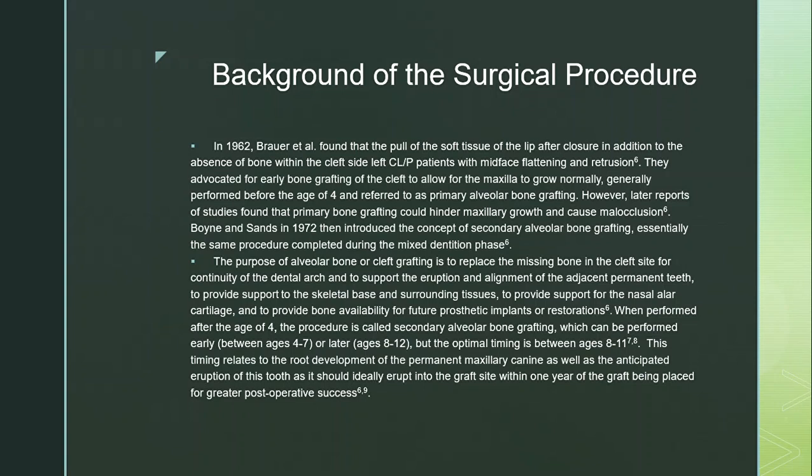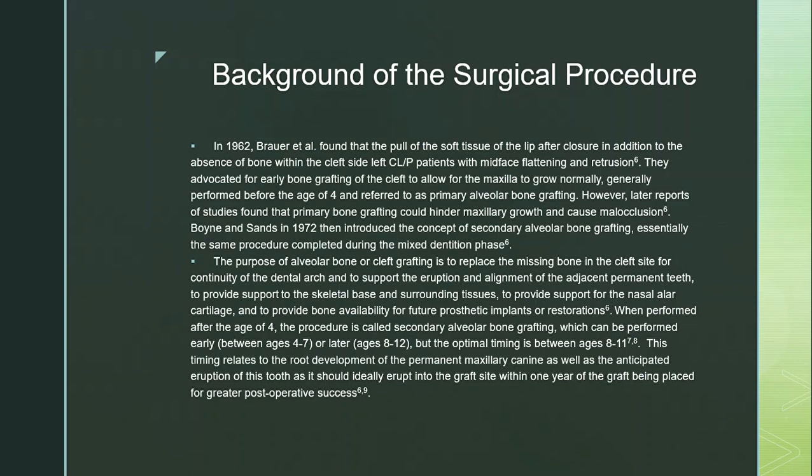So the purpose of alveolar bone or cleft grafting is to replace the missing bone in the cleft site for continuity of the dental arch and to support the eruption and alignment of the adjacent permanent teeth, to provide support to the skeletal base and surrounding tissues, to provide support for the nasal alar cartilage, and to provide bone availability for future prosthetic implants or restorations.